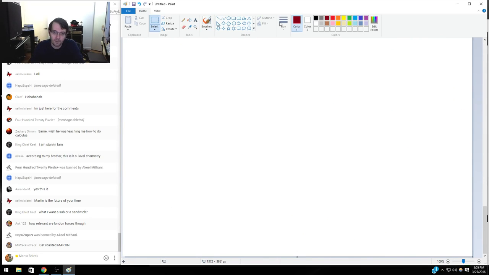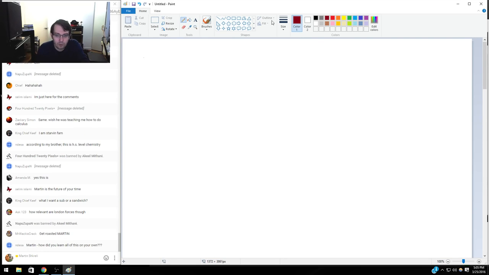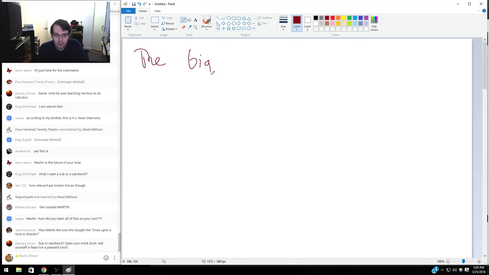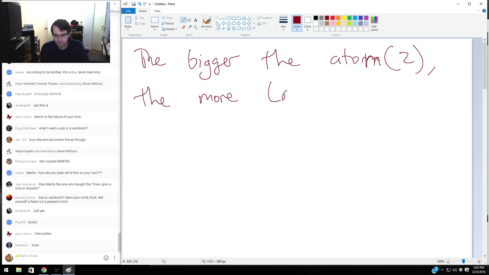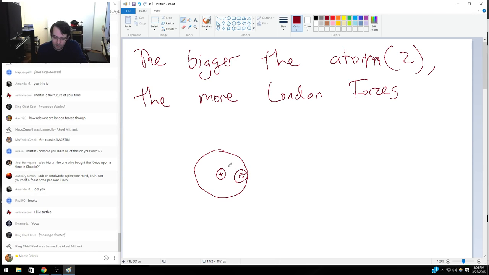Let me start a new page here. It sort of makes sense that the bigger the atom, and I'll think of that in terms of Z number, the more London forces you're going to have. And why does that make sense? Well, think about it. If you have just hydrogen, 1 electron, 1 proton, there's not really a chance for London forces here.